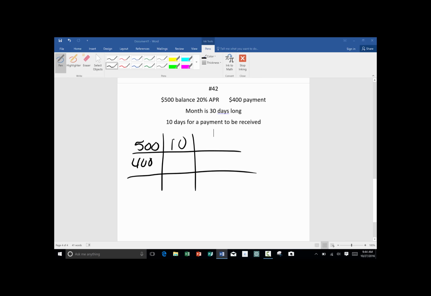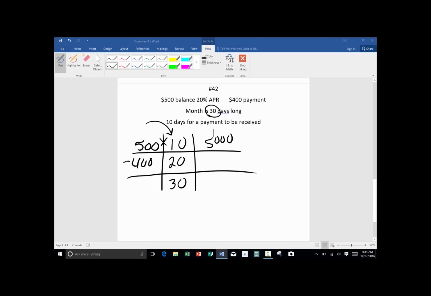So our balance stays $500 for 10 days, and then we have a payment. Now, if our month is 30 days long and those are the only two transactions that we have, then in order to add up to 30, we would need 20 more days. Remember, it's got to add up to the days in the month. So our original balance stayed the same for 10 days. Then we add a payment. And if the month has 30 days in it, that means that next thing that happened stayed that way for 20 days. So this one is 500 times 10. So 500 times 10 is 5,000.